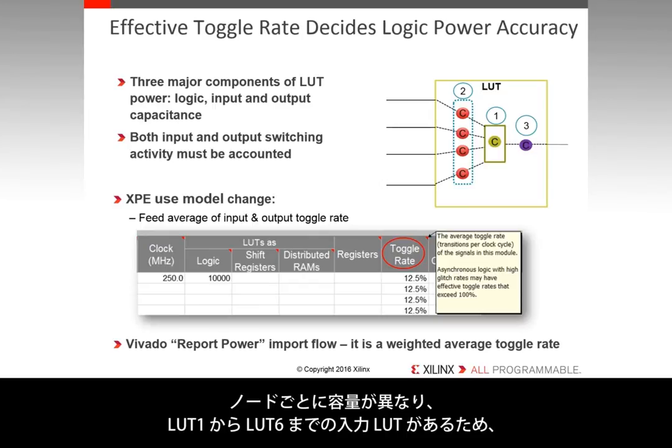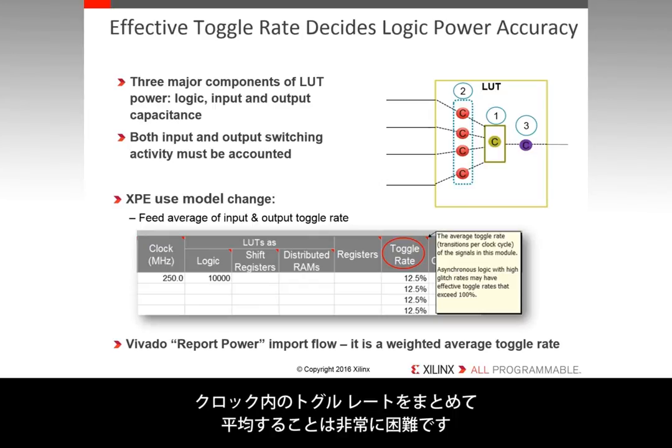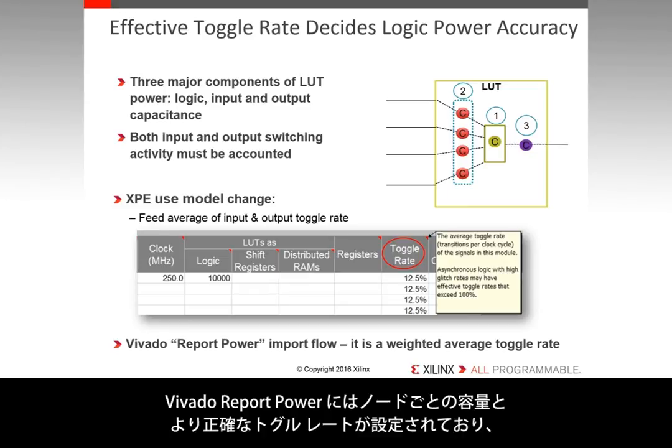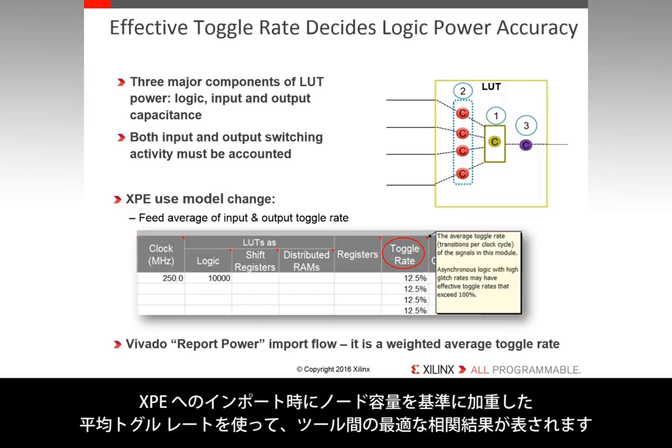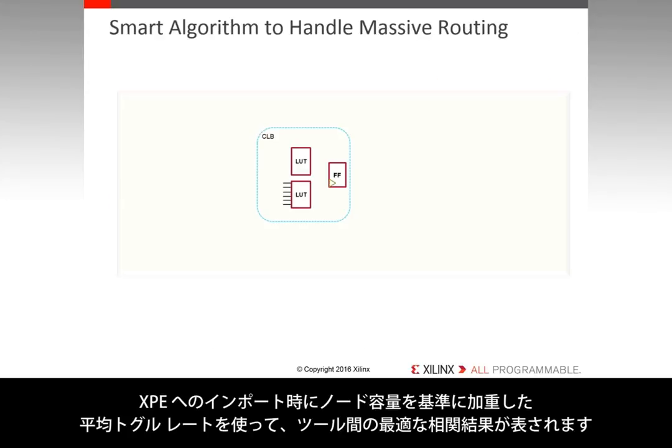It's always very challenging to group an average toggle rate in a clock domain because each node has different capacitance and there are different input LUTs, LUT 1 to LUT 6. Since Vivado Report Power has more accurate toggle rate and capacitance per node while importing to XPE, it uses a weighted average toggle rate with respect to node capacitance for best representation, to achieve best correlation results between these tools.